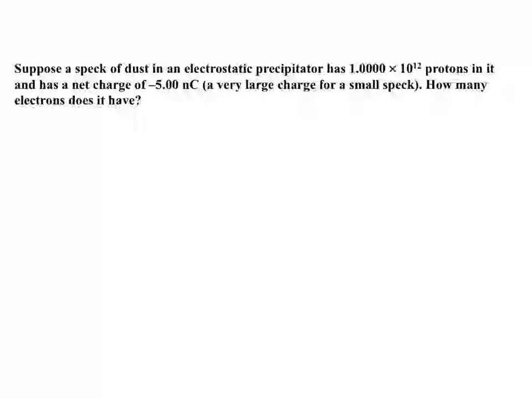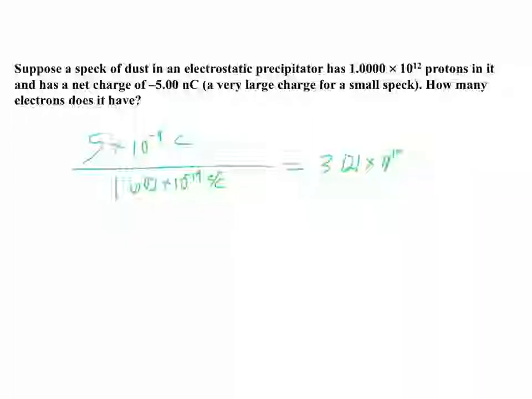So, anyways, another relatively simple problem here. We're going to have 5 nanocoulombs, 5 times 10 to the minus 9th coulombs, divided by 1.602 times 10 to the minus 19th coulombs per electron. And you're going to get 3.121 times 10 to the 10th electrons.